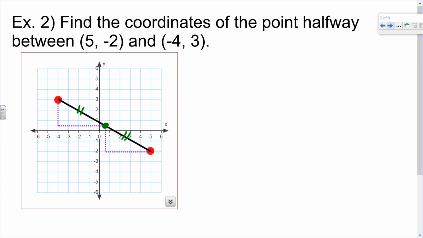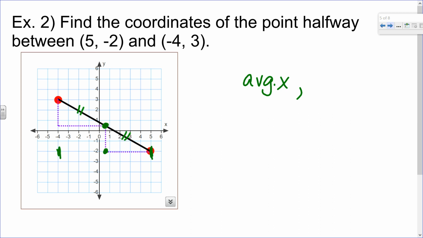How does it look like this value right here compares to those 2 x values? What does that mean? It looks like it's in the middle. What do we call if we have 2 numbers and we want the number that's in the middle? Average. We need the average x for that x coordinate.